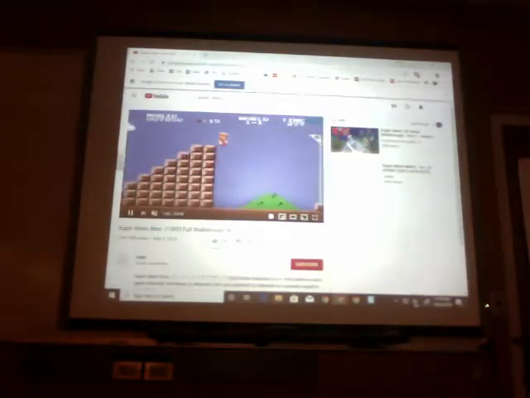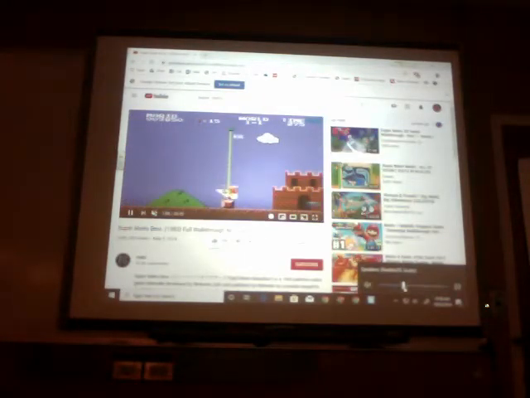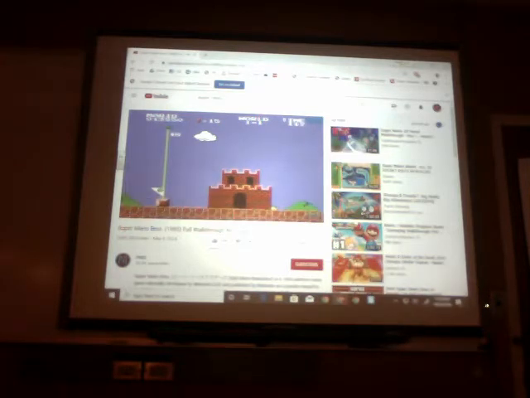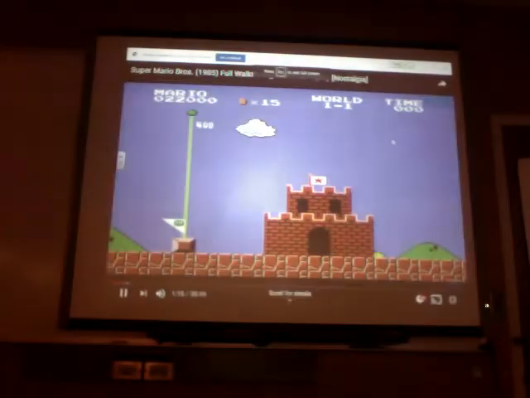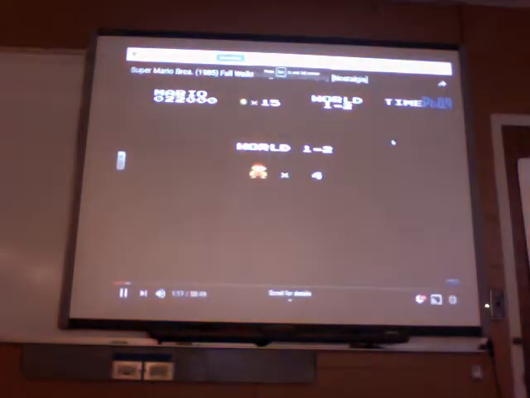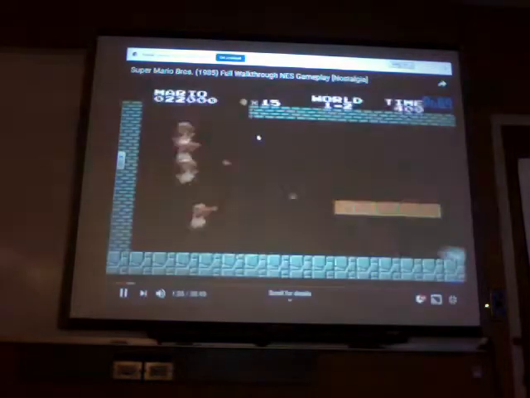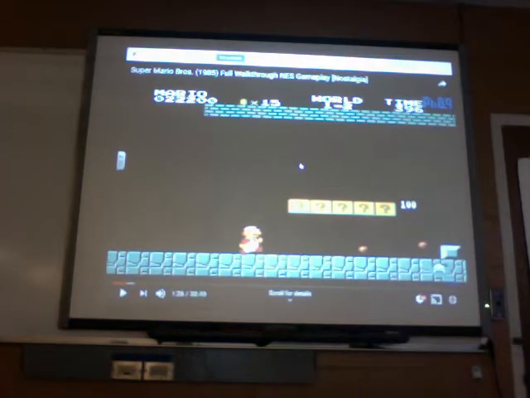Here's the original Super Mario Bros. This was a groundbreaking game because you can move in multiple dimensions. So Mario, how many dimensions is Mario? 2D. Now, of course, Fortnite is 3D because you can go left, right, up, down, back, and forward. But Mario can only move left and right, and he can move up and down.